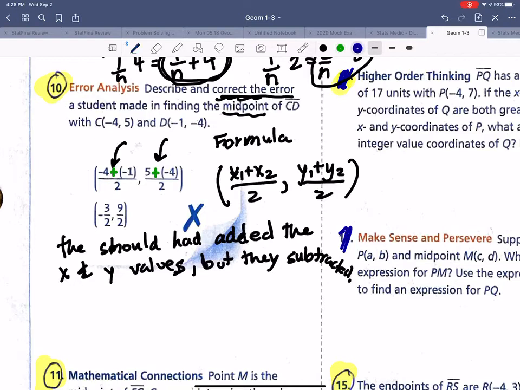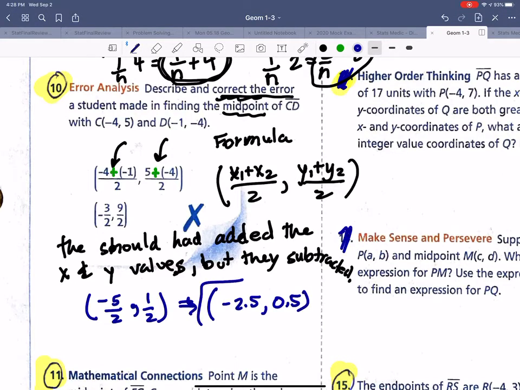-4 plus a -1 is a -5, divide by 2. And 5 plus a -4 is 1. So we can leave our answer like that, or if you like leaving answers in decimals, that'd be 2.5 and 0.5. Final answer. Good job, guys.